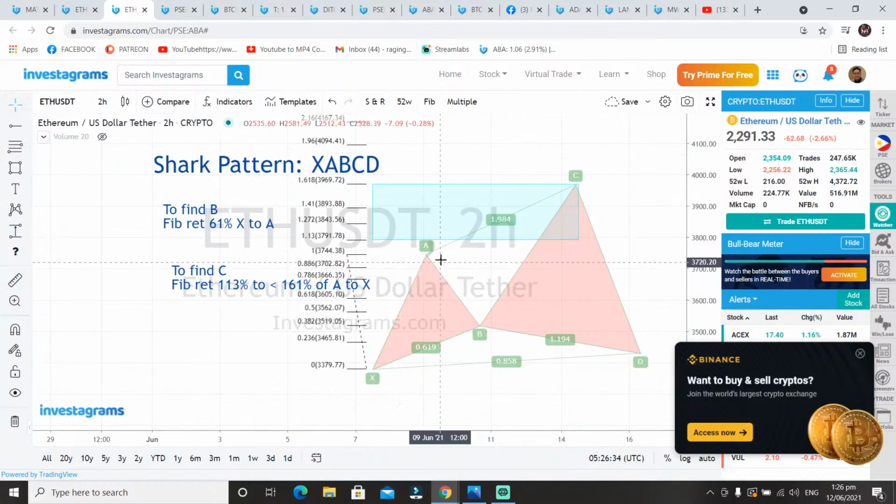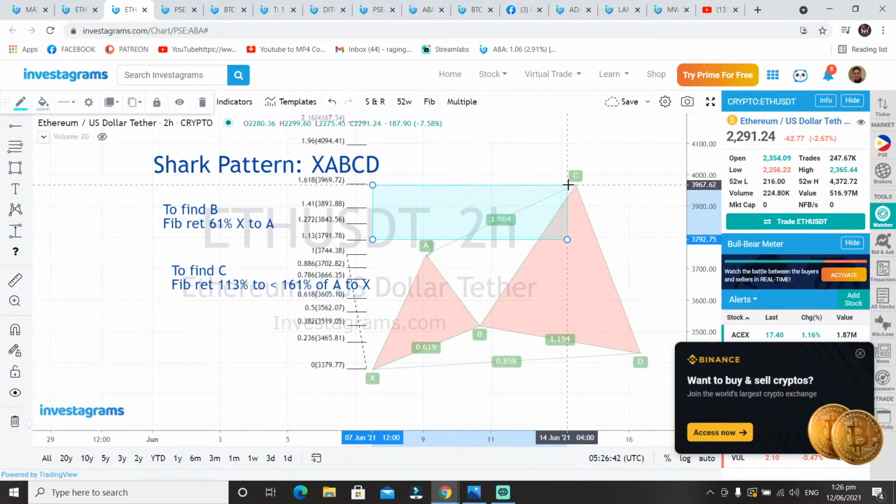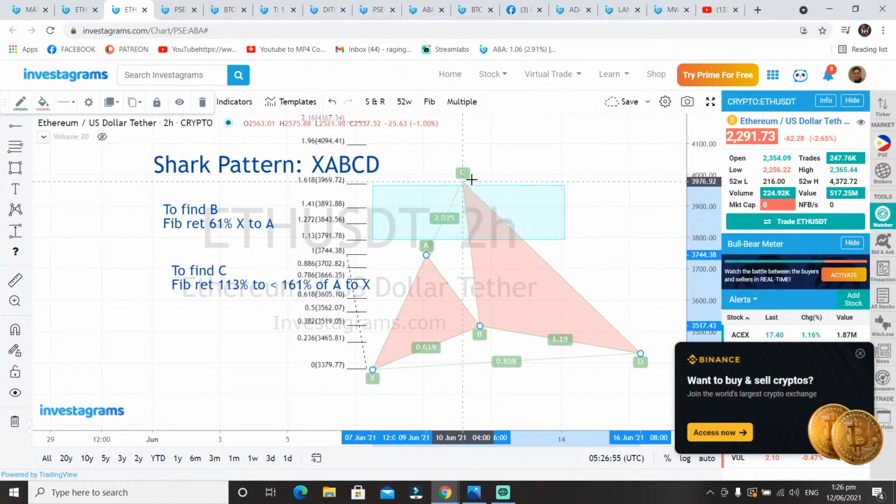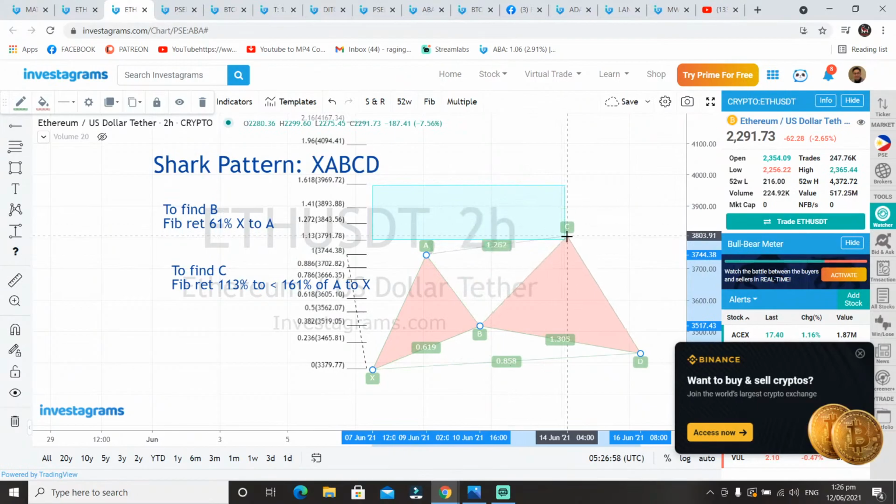For this one, it should not be more than this one, so we can lower this down. Anywhere in between this box, so instead of having this box at this level, we put it a little bit lower. As long as it doesn't touch this 161 level, we are still valid. From here it should at least touch this one, and it should not be more than this level, for example, up to this level.